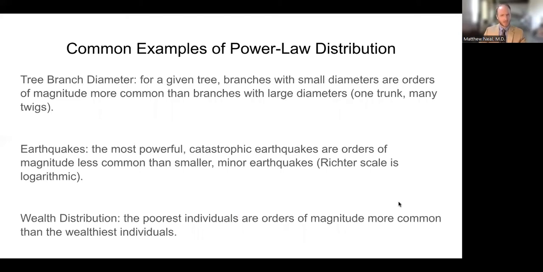Some common examples, just so you get the feel for what these things are. Tree branch diameter, right? For a given tree, branches with small diameters are orders of magnitude more common than those with large. You've got one trunk and many twigs. Earthquakes: the most powerful are orders of magnitude less common, thankfully, than the smaller, more minor earthquakes. The Richter scale is also logarithmic to reflect this. And then wealth distribution. The poorest individuals are orders of magnitude more common than the wealthiest.